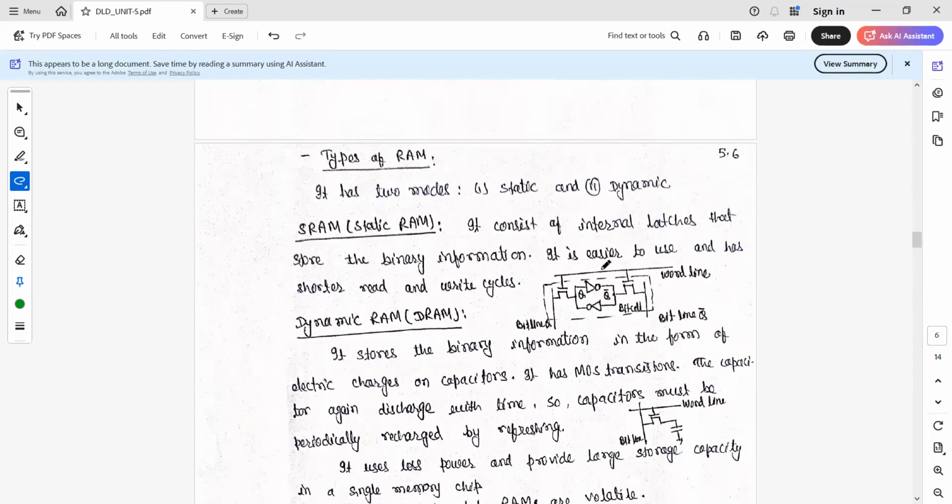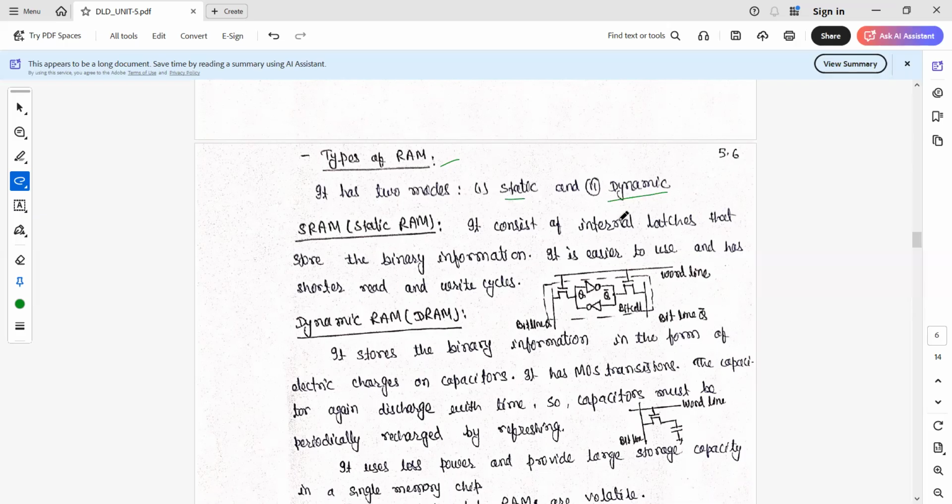Here the main important thing is types of RAM. Different types of questions are asked for university purposes: explain or describe the various types of RAM and ROM. RAM, as we have already seen, is random access memory and it is a volatile type of memory. It has two types, one is static, another is dynamic.